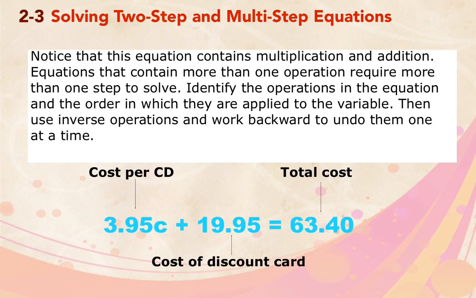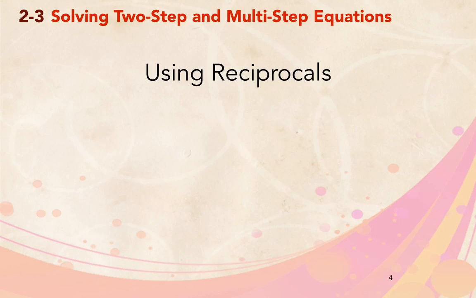So what this is trying to say here is, notice that this equation entails a few different things. You have multiplication, which is happening with the 3.95. Here's multiplication right here. You also have addition. So it's two operations in one problem. How do you handle that? And that's what we're going to take a look at in this section.